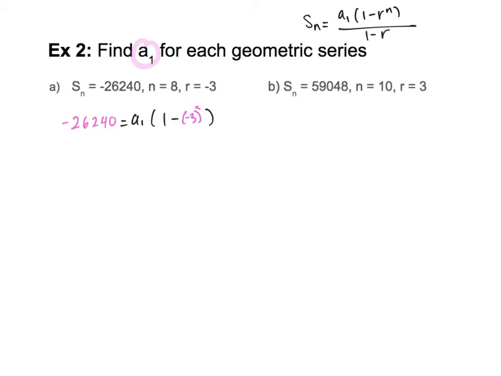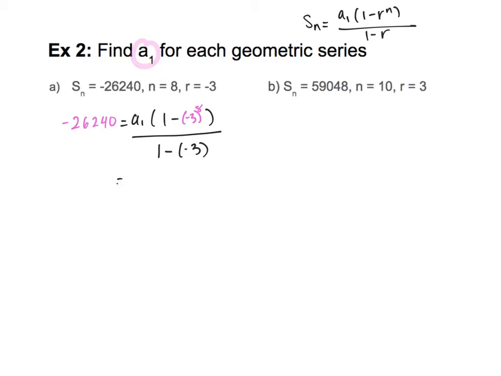to the 8th power. Now notice I put that negative 3 in parentheses. It's really important that you do that, because if it's a negative number and you're raising it to a power on the calculator, you might forget to include that negative. So make sure you put parentheses around it or just plug it in the way you see it right here. Over 1 minus r, which is also negative 3.